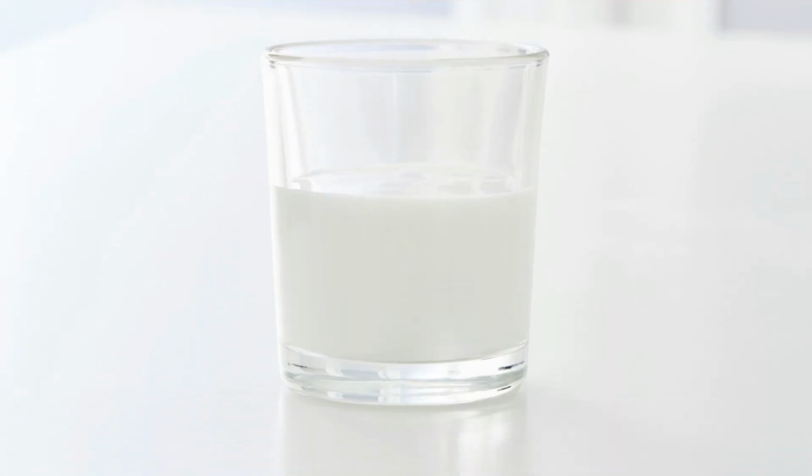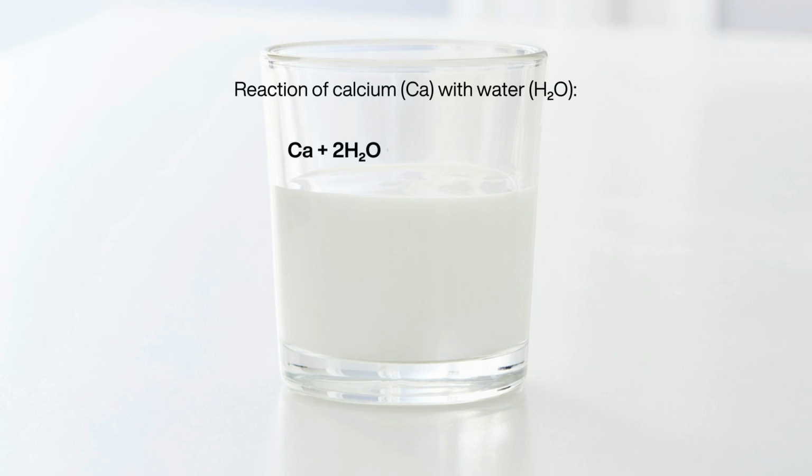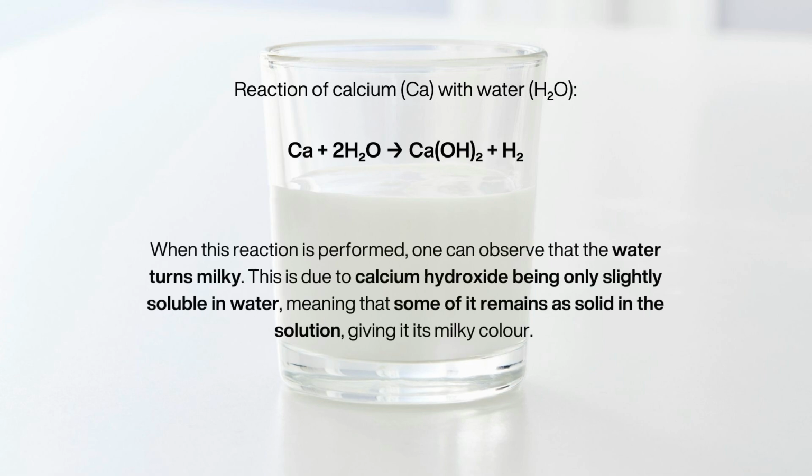One particular reaction to note is that of calcium with water. Ca plus 2H2O produces Ca(OH)2 plus H2. When this reaction is performed, one can observe that the water turns milky. This is due to calcium hydroxide being only slightly soluble in water, meaning that some of it remains as solid in the solution, giving it its milky color.